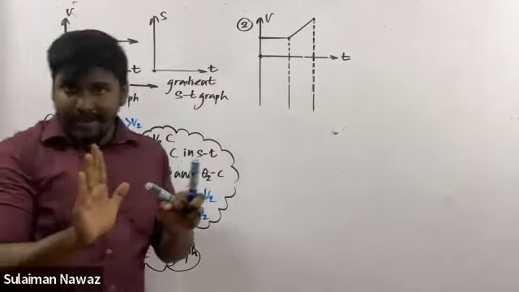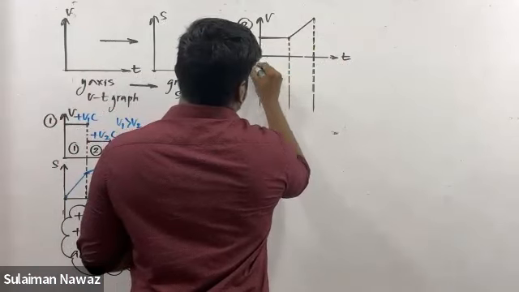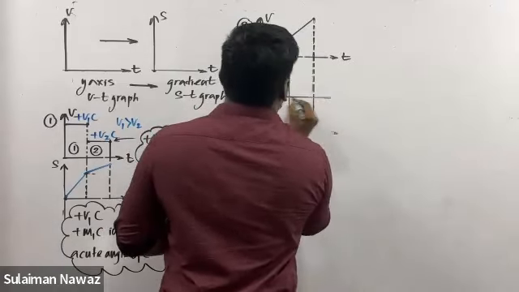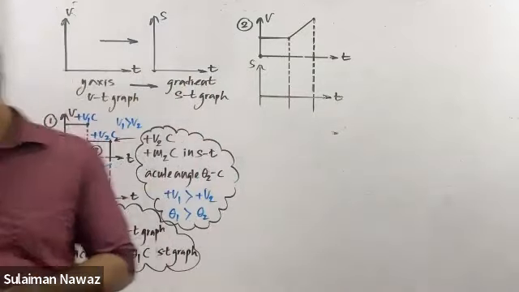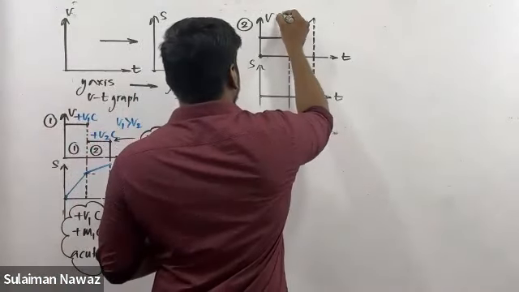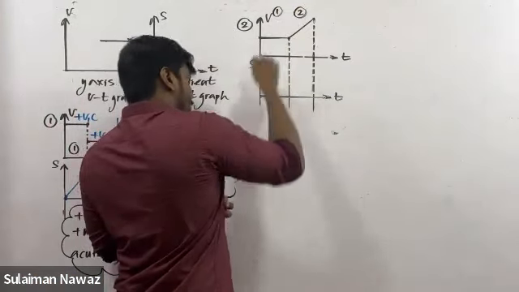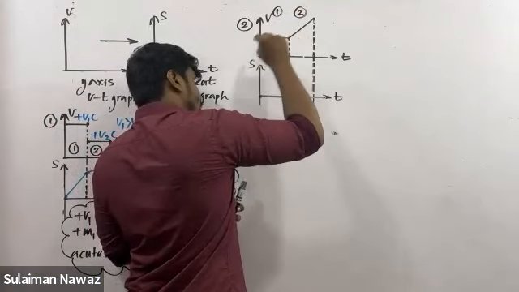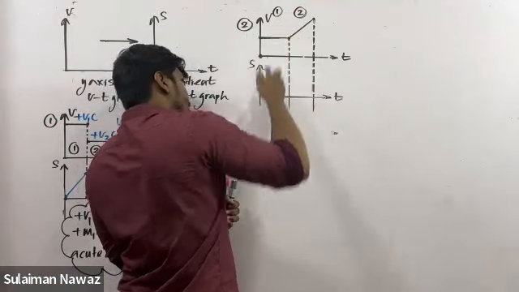Now always check the y-axis in the VT graph. Always check your y-axis. Now here, what's happening to the y-axis? This is part 1. This is part 2. Check the y-axis. In part 1, positive velocity constant with the time.